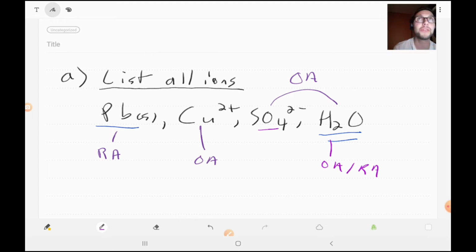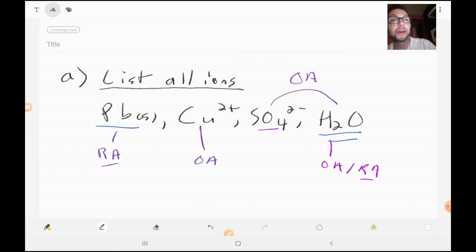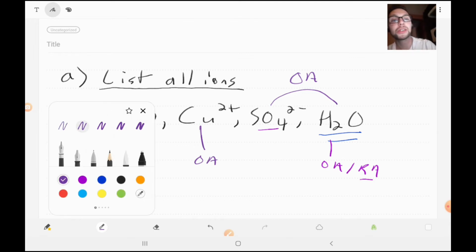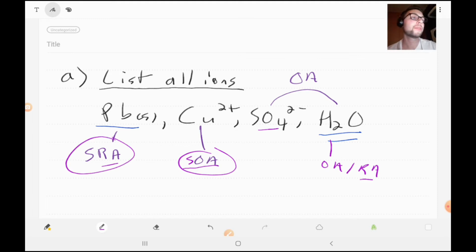So when it comes to the RAs, we're going to pick between water and lead, we're going to pick the one that is closest to the bottom. And when we looked at our chart, that was the lead. So that's going to be the strongest RA. Now, when it comes to the strongest OA, we're going to pick the one that is closest to the top on the left side, and that is copper 2+. So we have copper 2+ and lead as the strongest oxidizing agent and the strongest reducing agent.